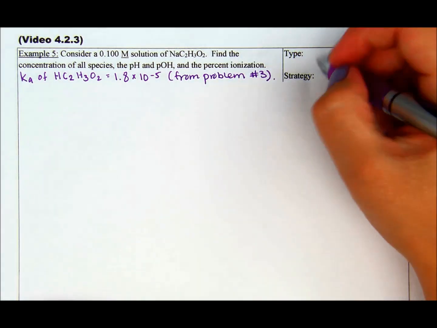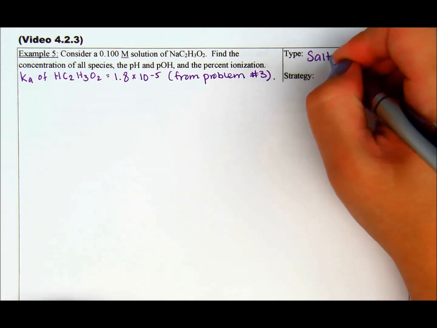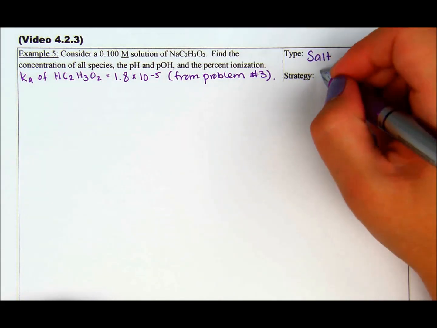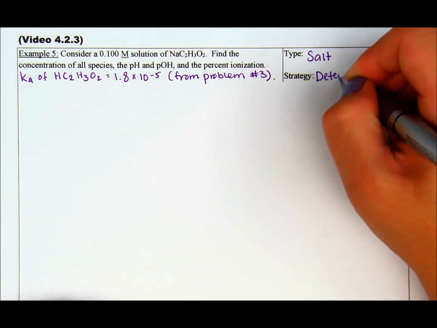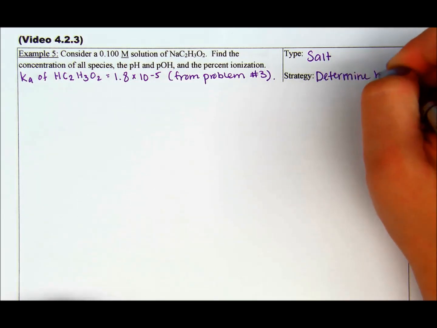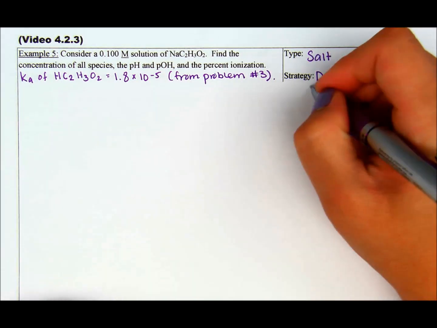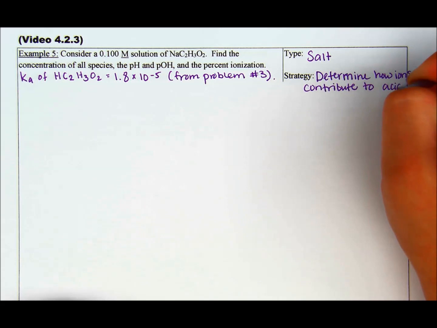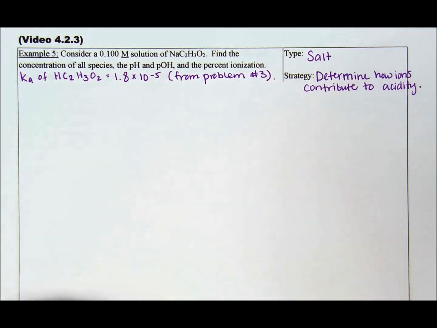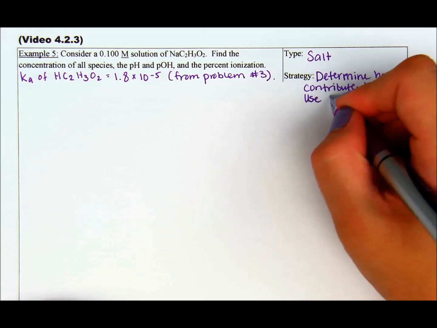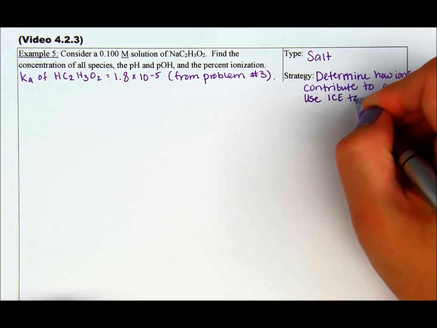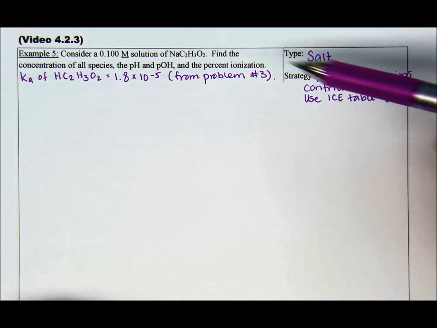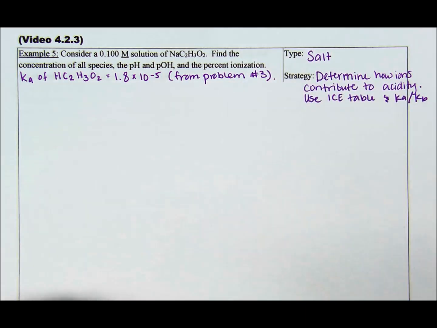Okay, so this type of problem is a salt problem. First, you're going to have to figure out how the ions contribute to acidity, or basicity, alkalinity. And then you're going to use an ICE box, or ICE table, and the Ka or Kb, depending on if this is an acidic or basic salt. So let's go ahead and look at that.